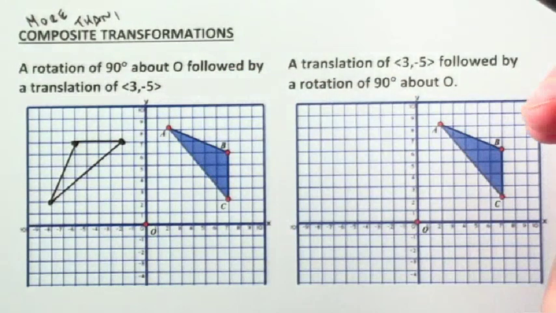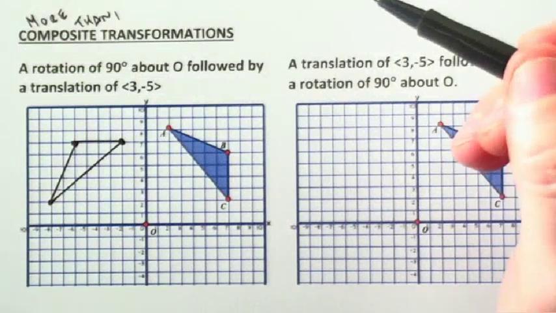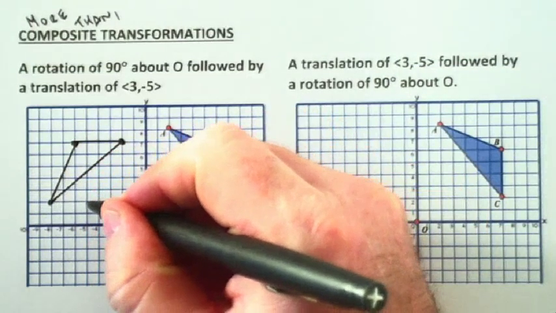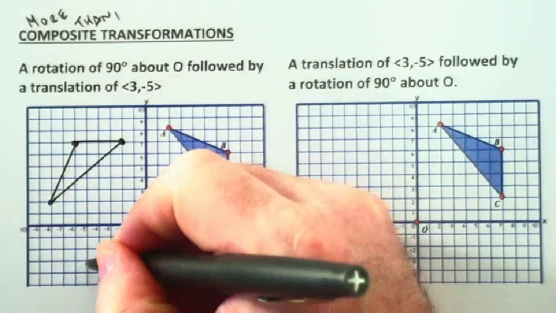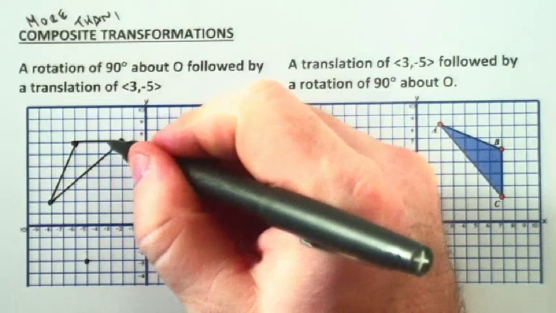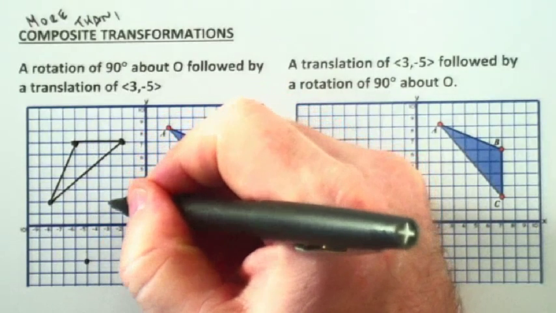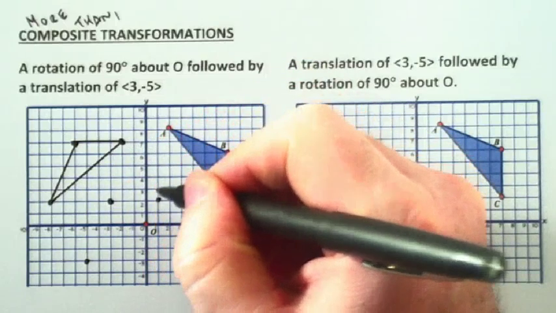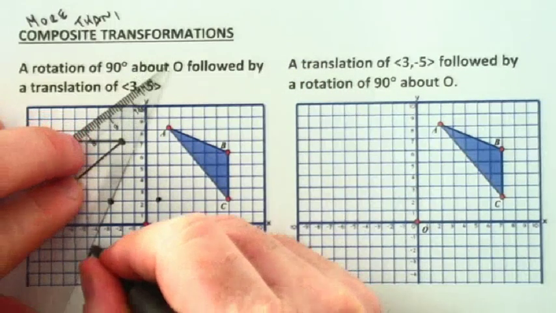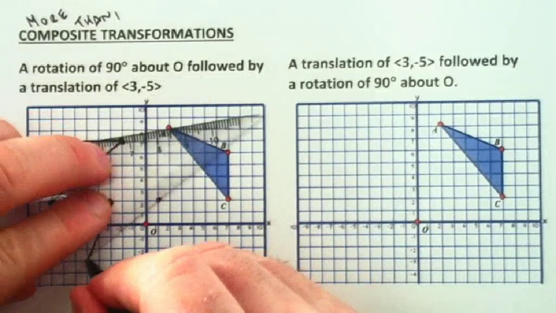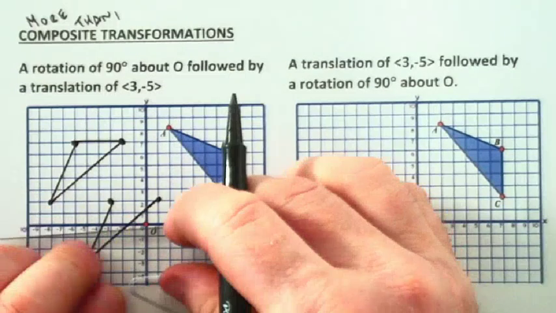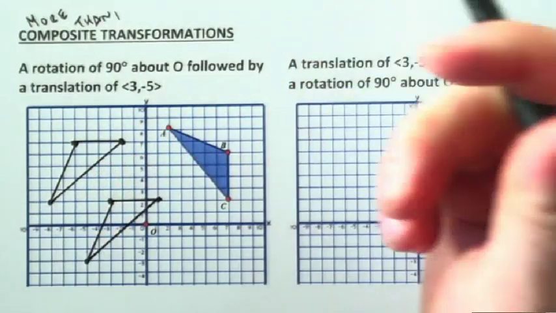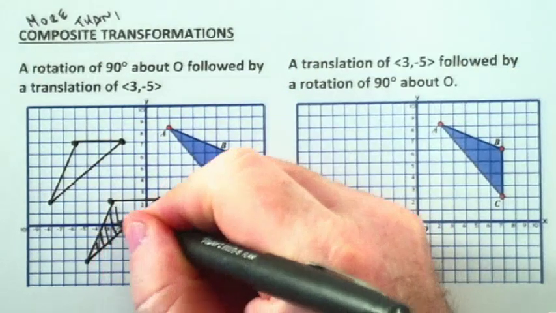And so in doing so, if we go 3 to the right, 1, 2, 3, and then down 1, 2, 3, 4, 5. This is our end result right here of our first composite transformation. So this is the end result.